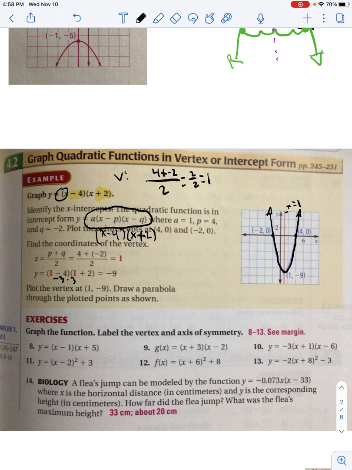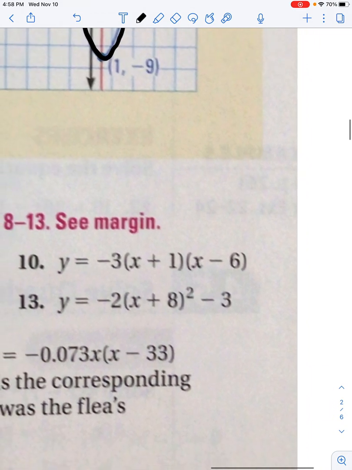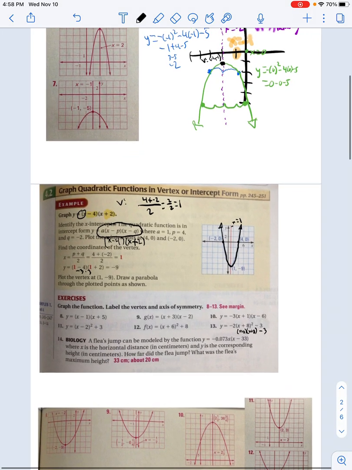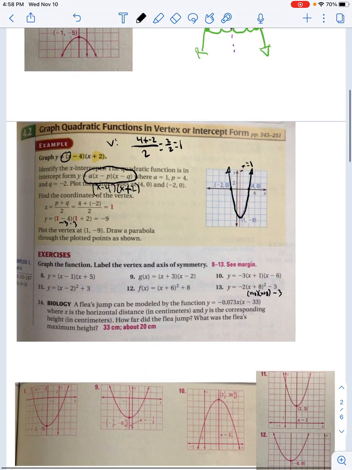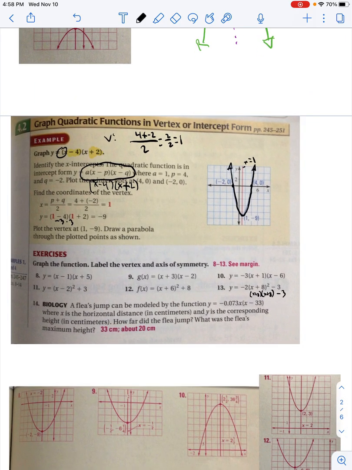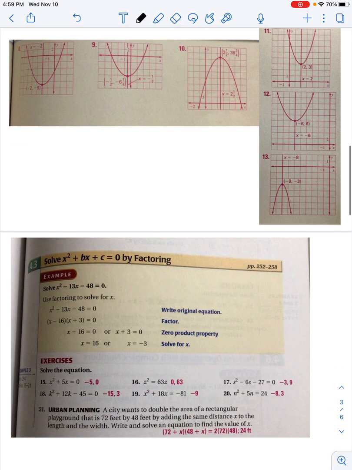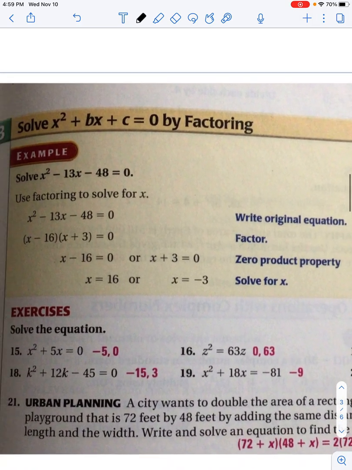So here are some examples for you to try. Again, please try these on your own until you feel comfortable graphing them. If you get a squared number like this, rewrite this as x plus 8, x plus 8. And you still have -3 on the outside. That's one way. You can also use vertex form. And there are your answers. You can check your work.